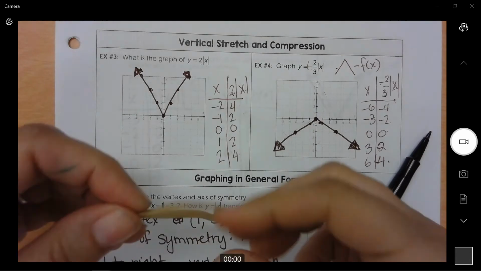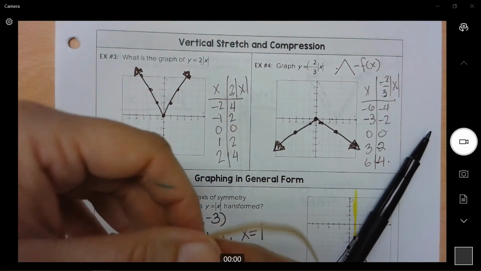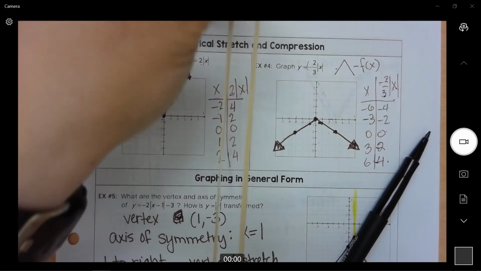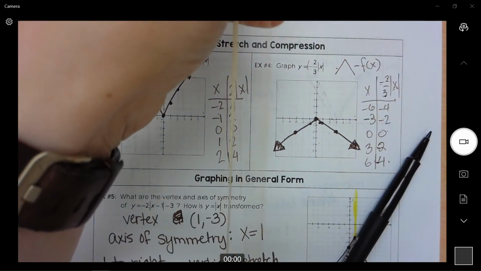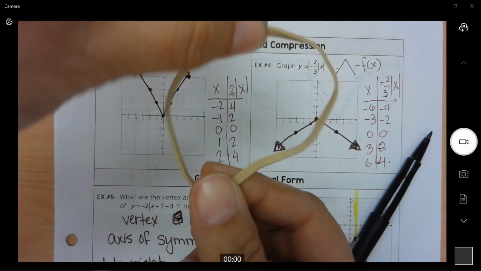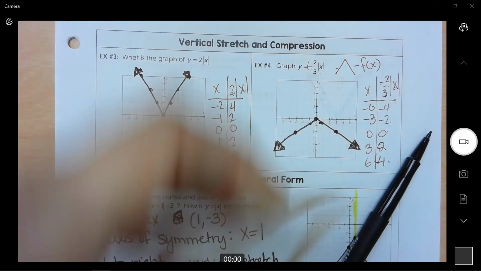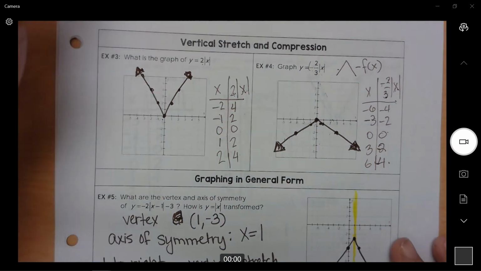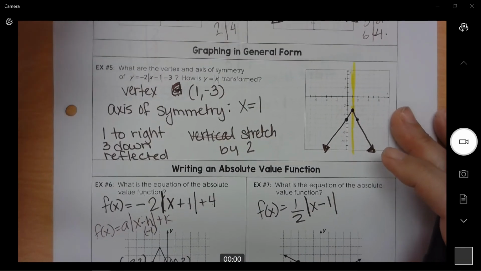That's a really bad example. I need to do it this way. So vertical stretch, and they're going to get closer and closer together. Vertical compression, they get flatter. Okay, so what are the vertex and the axes of symmetry?